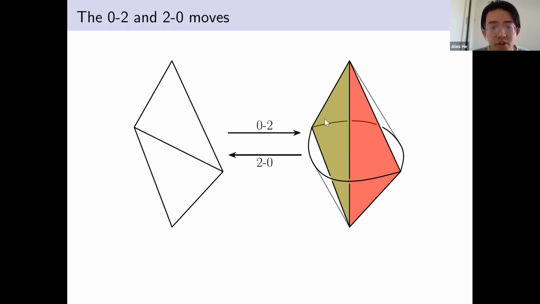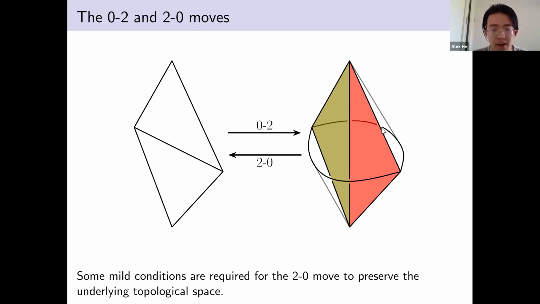So that's what a 0-2 move does. And then the 2-0 move, of course, is the inverse move. So you have this configuration of 2 tetrahedra, and you flatten it. I should mention that you need some conditions to be satisfied for the 2-0 move to preserve the underlying topological space.